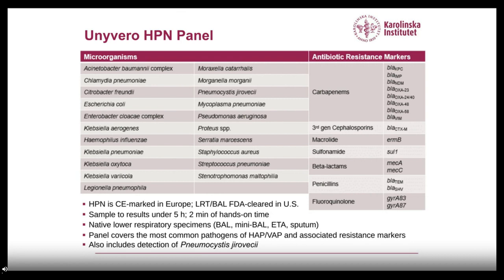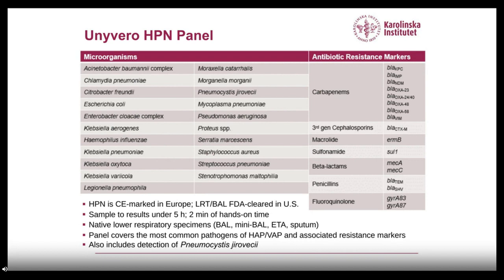The Univero panel looks briefly like outlined here, covering all of the pathogens we have recently looked at in previous slides, and also atypical ones like Legionella and Mycoplasma, for instance. It covers also pneumocystis, and definitely also some of the early hospital-acquired pneumonia pathogens that are more resembling what you find in community infections.